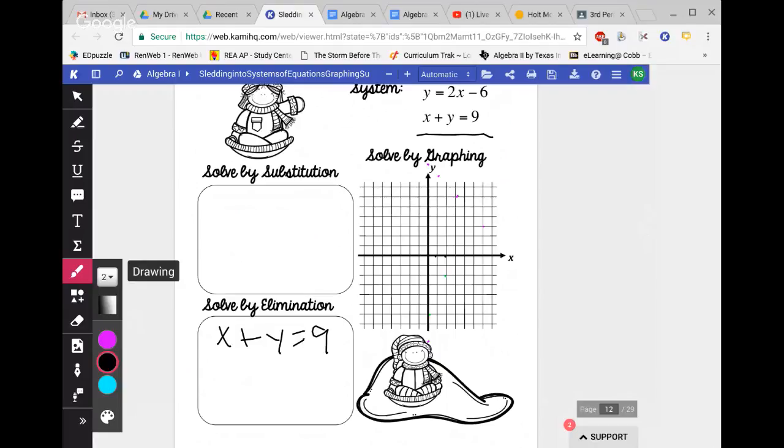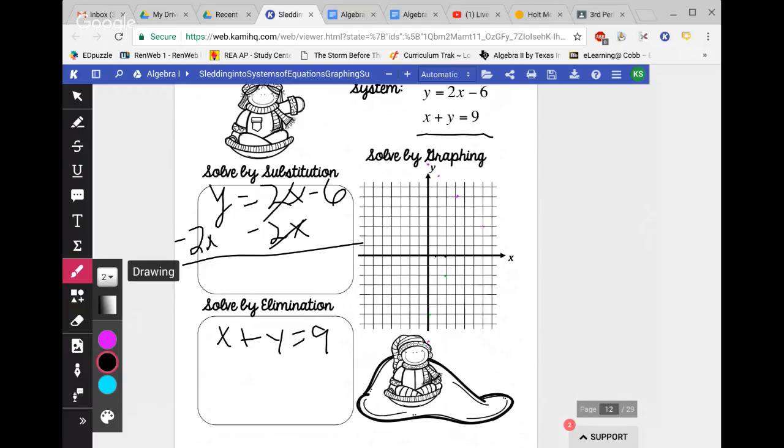But the top one, I need to get into standard form. So in order to do that, I need to bring my x over to the same side as the y. So I'm going to subtract 2x from both sides. Negative 2x plus y equals 6. So now what I'm going to do down here is just line up my x's and y's. Oh, it's actually minus 6 equals minus 6.